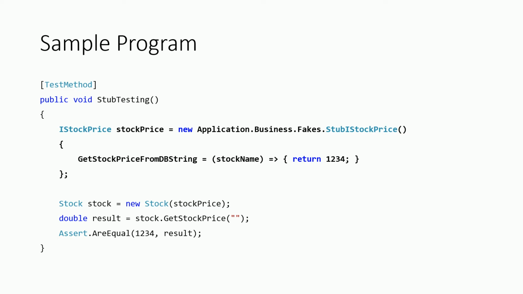Okay, so this is a sample application where I have a stock class which is expecting an object of the iStock price interface as an argument, and the third line is where I just try to call the get stock price. I want to get the stock price.